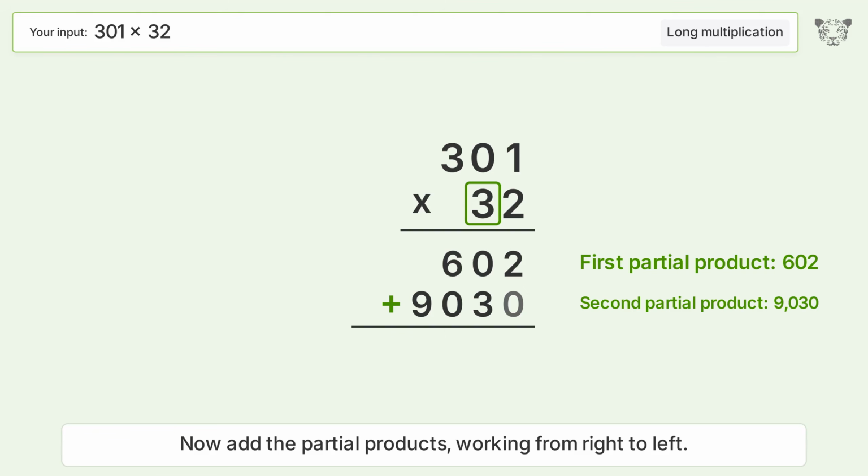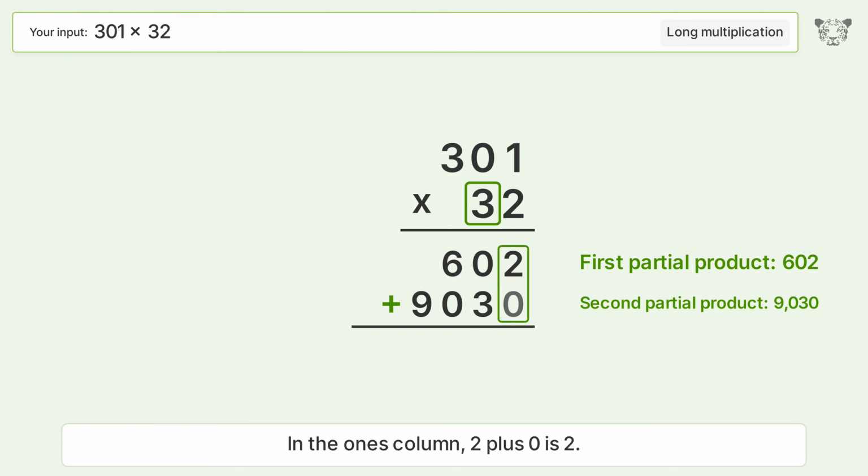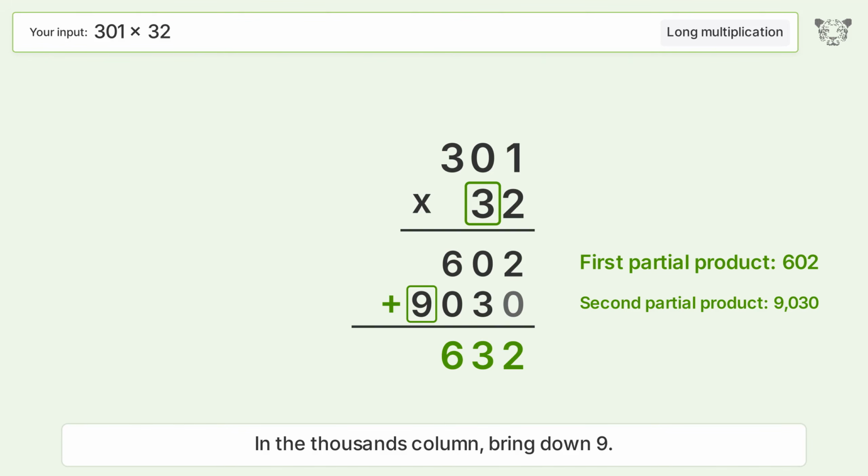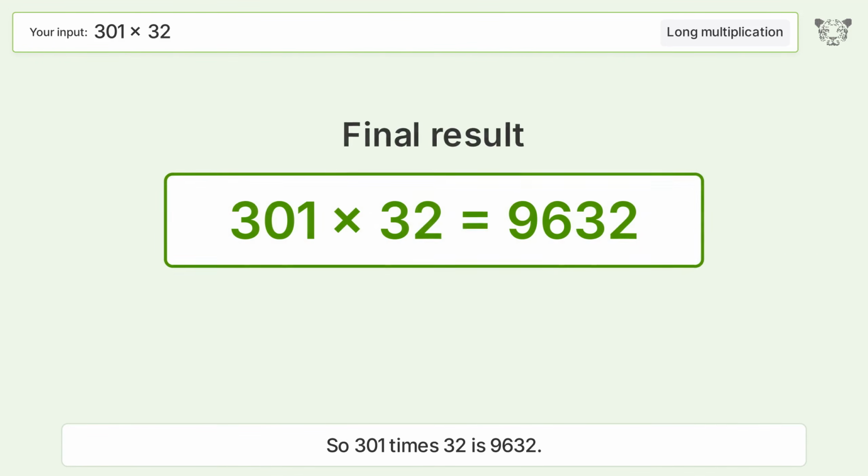Now add the partial products, working from right to left. In the ones column, 2 plus 0 is 2. In the tens column, 0 plus 3 is 3. In the hundreds column, 6 plus 0 is 6. In the thousands column, bring down 9. The product of the whole numbers is 9632. So 301 times 32 is 9632.